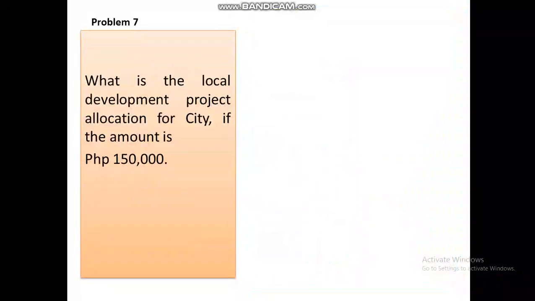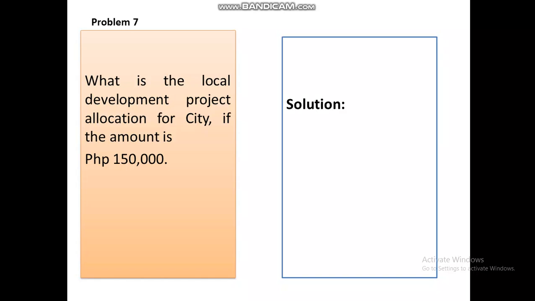How about number 7? What is the local development project allocation for city if the amount is 150? Again, pag local development project ang pinag-uusapan, it is expected na ang kanyang percentage allocated is 20%. So, the solution is 150 times 20%. Expected 30 po yung share.